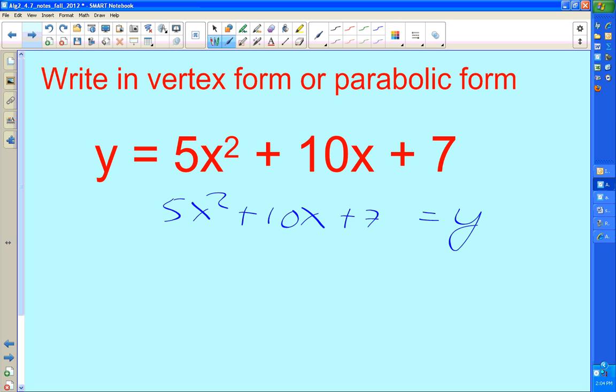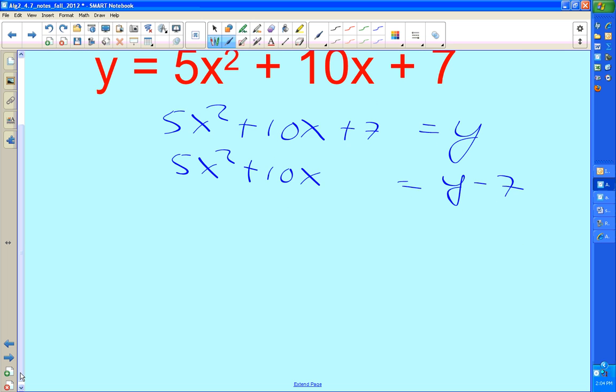So, first thing I want to get rid of is 7. So 5x squared plus 10x is equal to y minus 7. Second thing, divide out the a so the a becomes a 1. So each side gets divided by 5, so I get x squared plus 2x, and over here, I just leave it y minus 7 over 5. Even if you could simplify it a little bit, don't bother, because all those things are going to come back later.